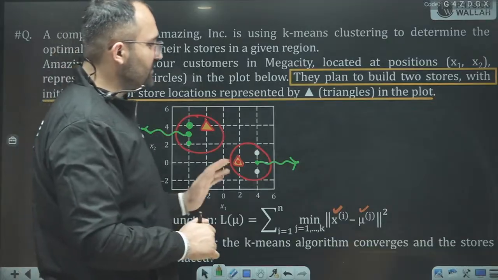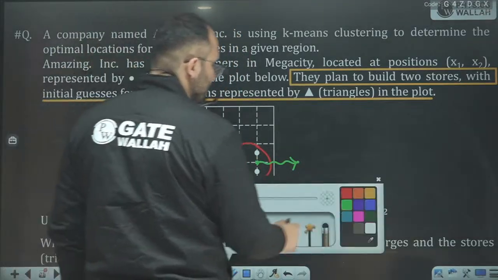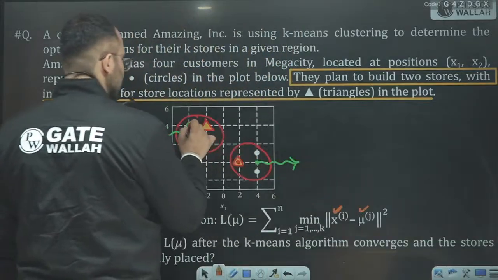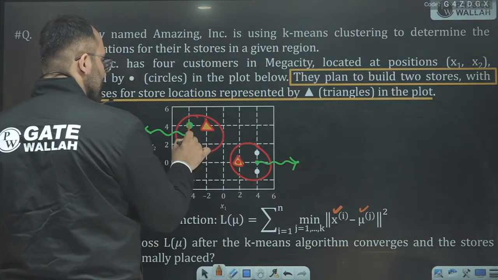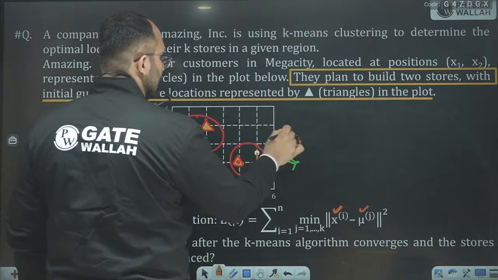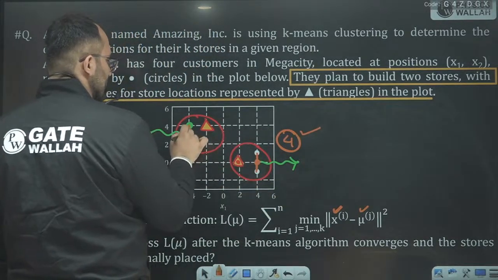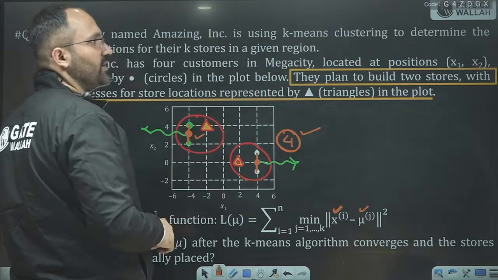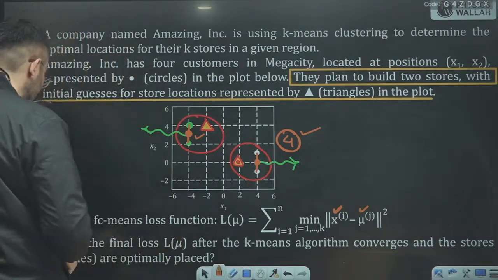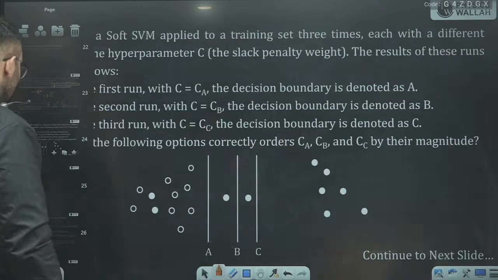The loss function is the squared distance of the point from the mean location. We can see that here the distances are 1, 1, 1 and 1. So the loss value will be 4 finally. And we'll have stores at this location and at this location. This was a very beautiful question. You must have tried this.